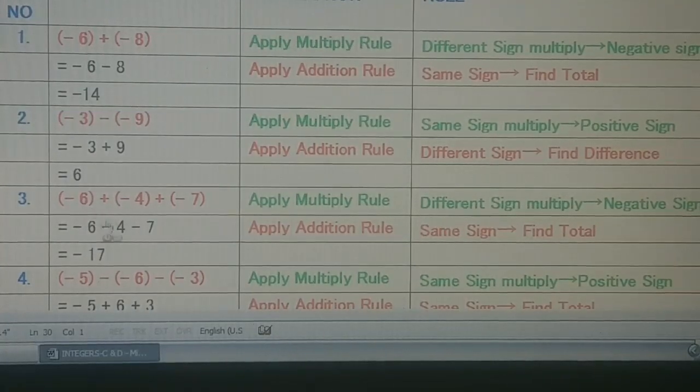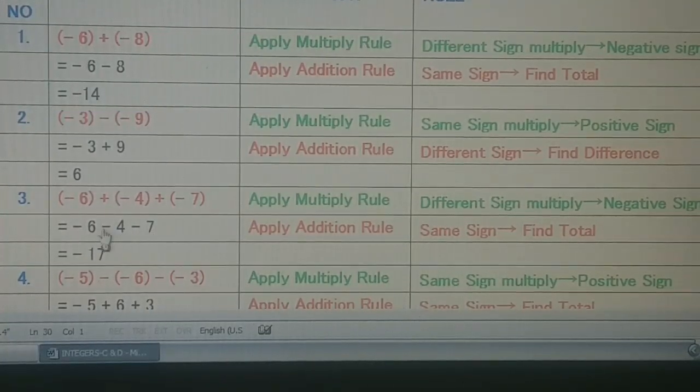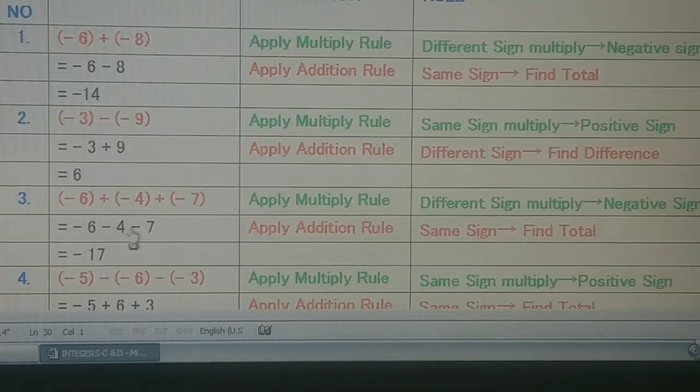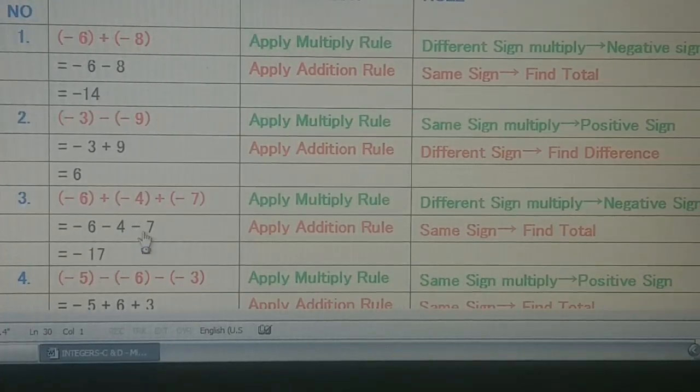6 is negative, 4 is negative, and 7 is negative. So all are having the same sign, we have to do total. So 6 and 4's total is 10, and 10 and 7, that is 17. Our total is 17. But in the addition rule, we also have to put the greater digit's sign. So here all the signs are minus, and 7 is the greatest number, it has a negative sign. So our answer will be negative 17, that is minus 17.